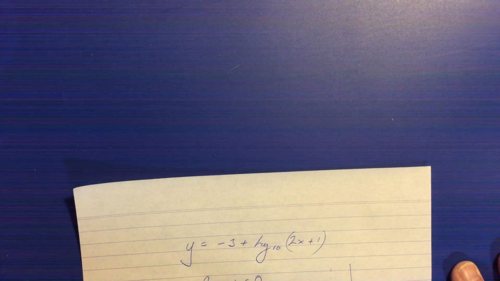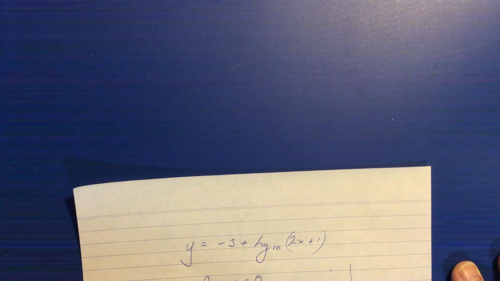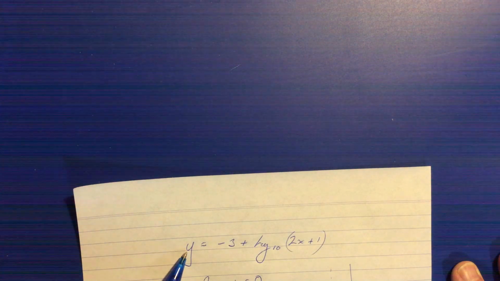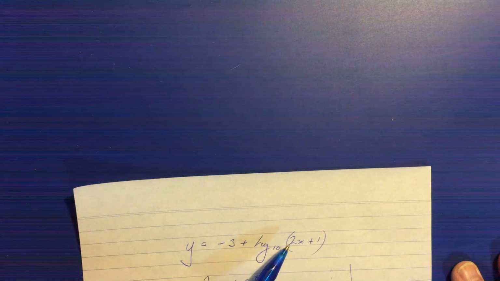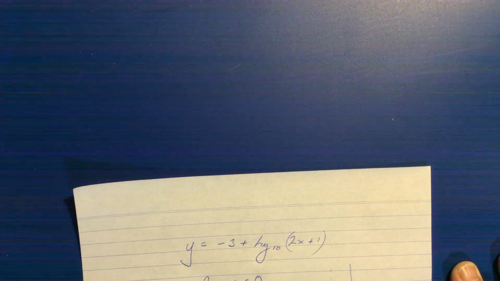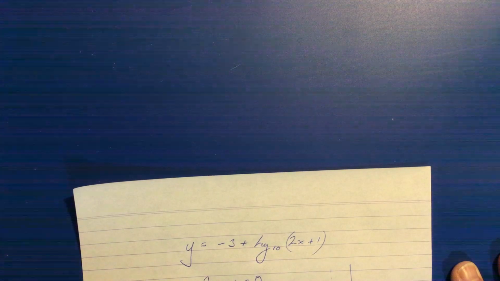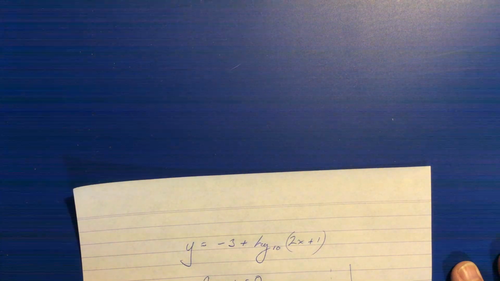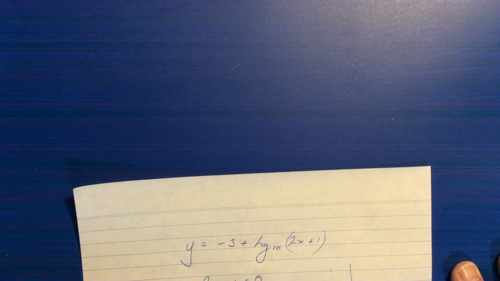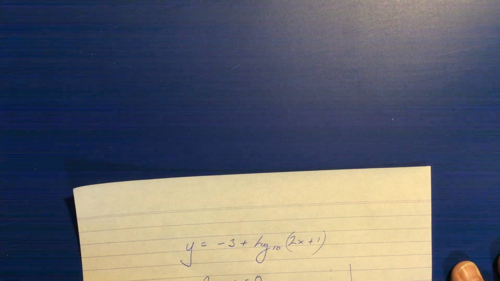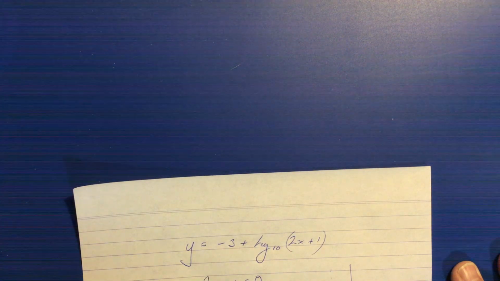Now, those of you who've read the header will know that this is our problem. Y is equal to negative 3 plus log 10 of 2x plus 1, and we have three things to find. We need to find the axis intercepts, that's the x and y intercept of this on a graph. We need to find the asymptote, which is also essential for graphing this. And we need to find the inverse.